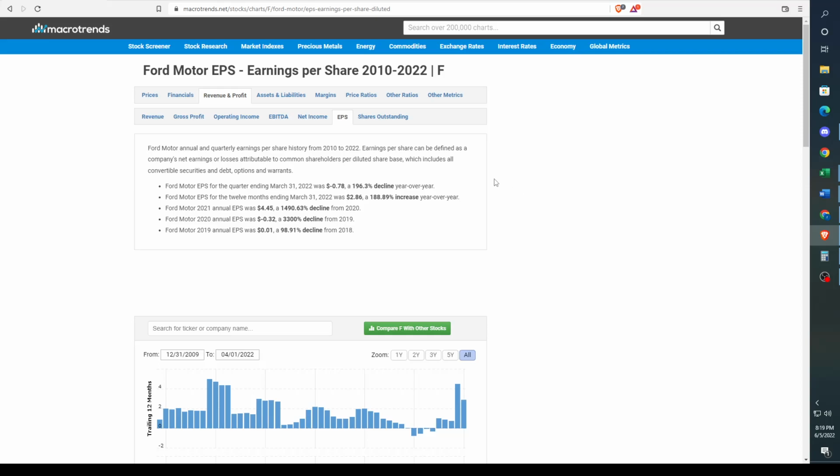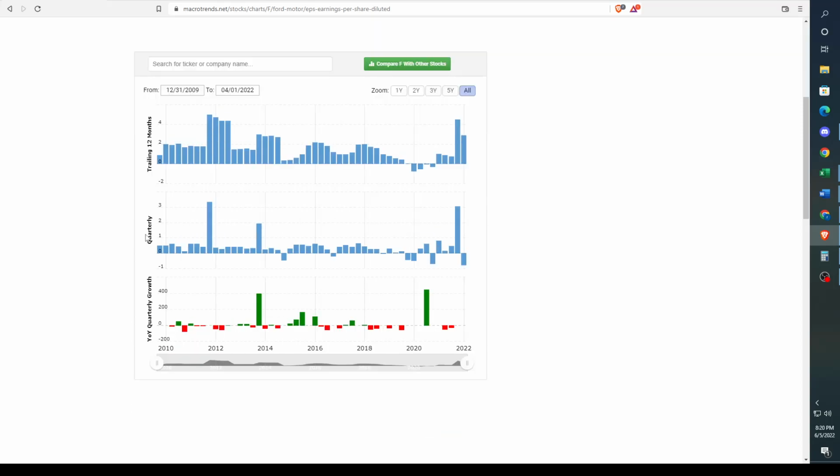So the first thing I'm going to do is look up Ford Motors earnings per share on macrotrends.com. Now when I look at the quarterly, I'm going to see some very big red flags that definitely encourage me to go look into a company's quarterly filings.